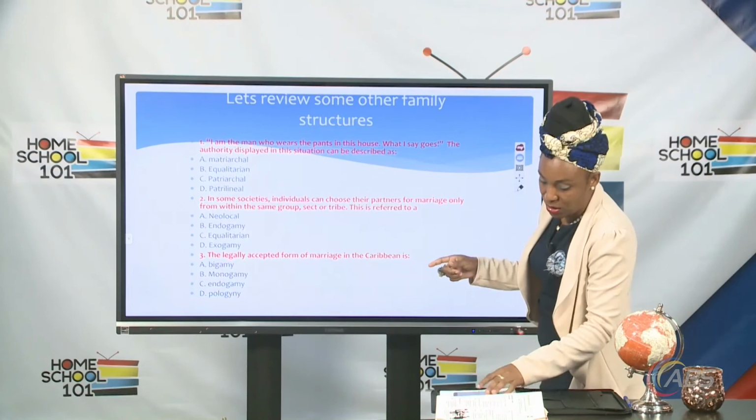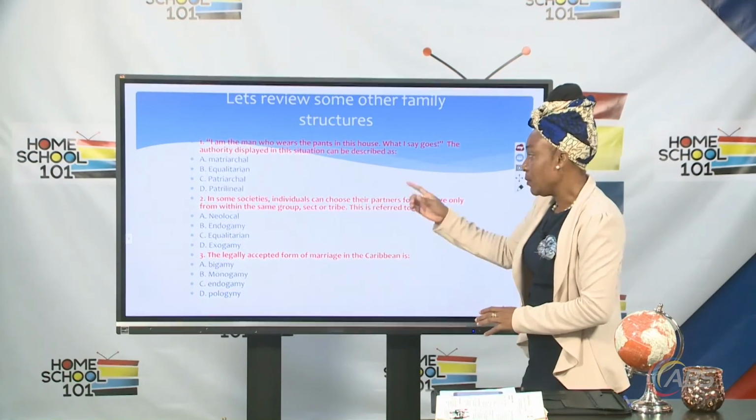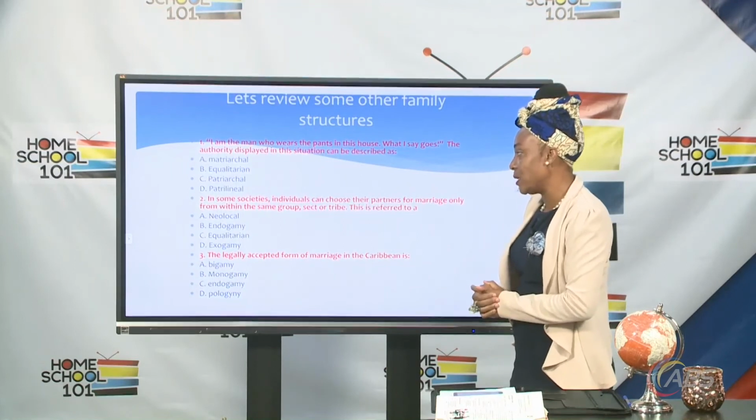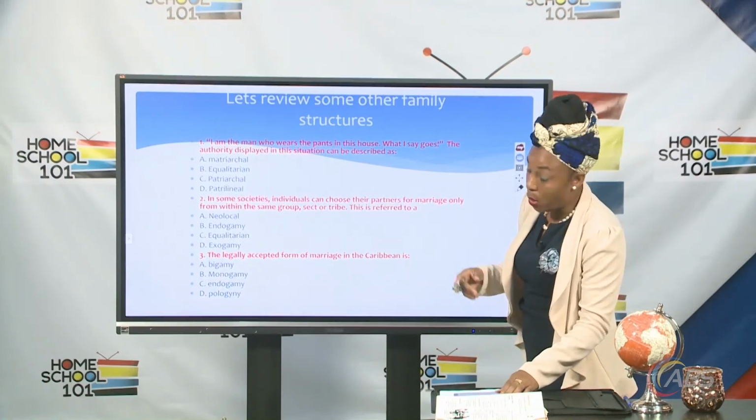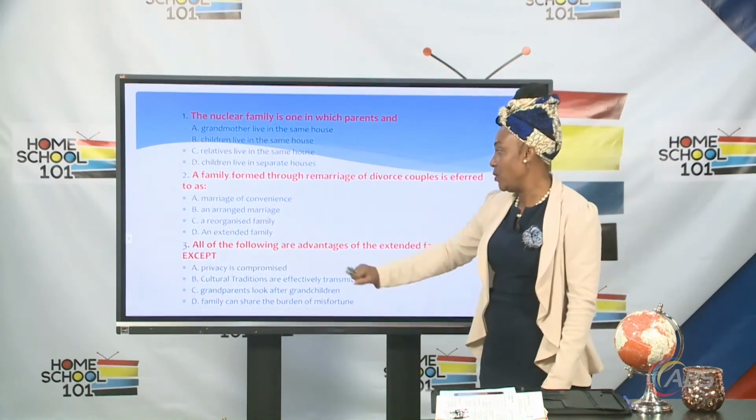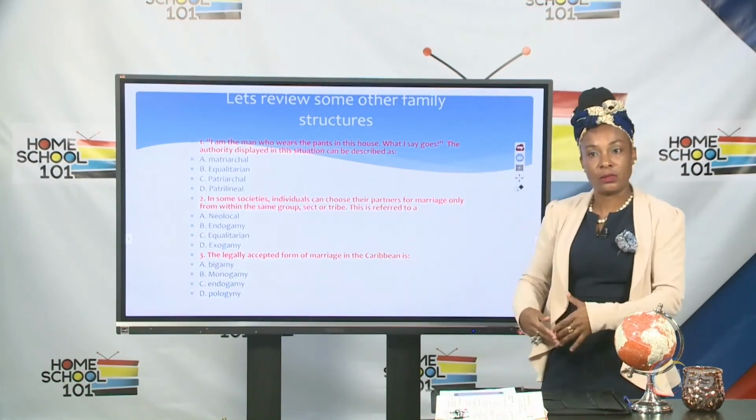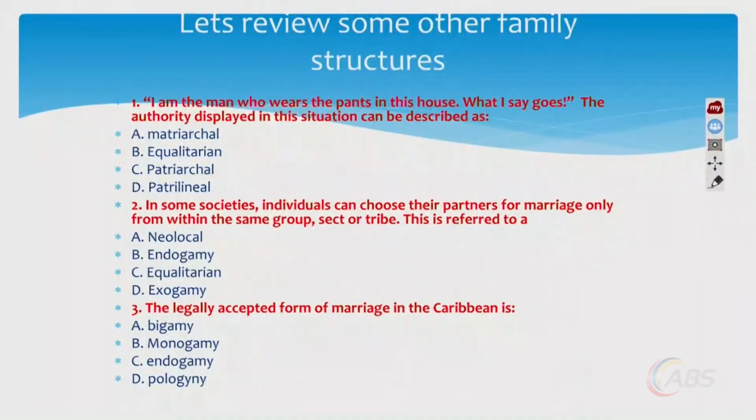Endogamy is a custom of marriage within their tribe. So they choose persons within their tribe. Okay? Equilateral, again, is the person that says everybody is equal, and exogamy is choosing a spouse outside of the tribe. So endogamy is choosing somebody within the community, tribe, or sect, and then you have exogamy, where they're choosing a spouse outside. So which one is correct, students? It says within the same group. So it's B, endogamy. Endogamy is a person that chooses a spouse within their tribe.